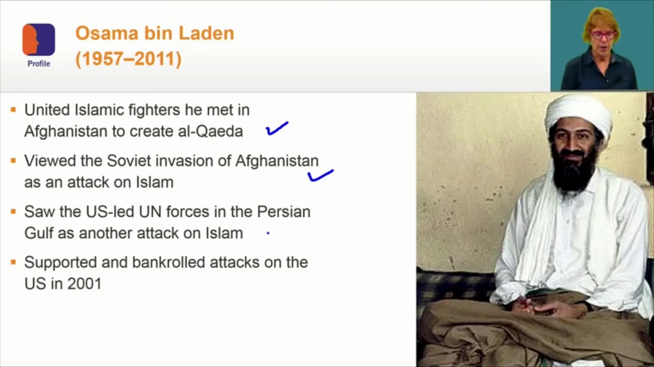He saw the U.S.-led forces in the Persian Gulf as another attack on Islam, and he supported and bankrolled attacks on the U.S. in 2001. During the Soviet war, bin Laden kept a computerized list of the Islamic fighters he met. This list eventually would become the group known as al-Qaeda.